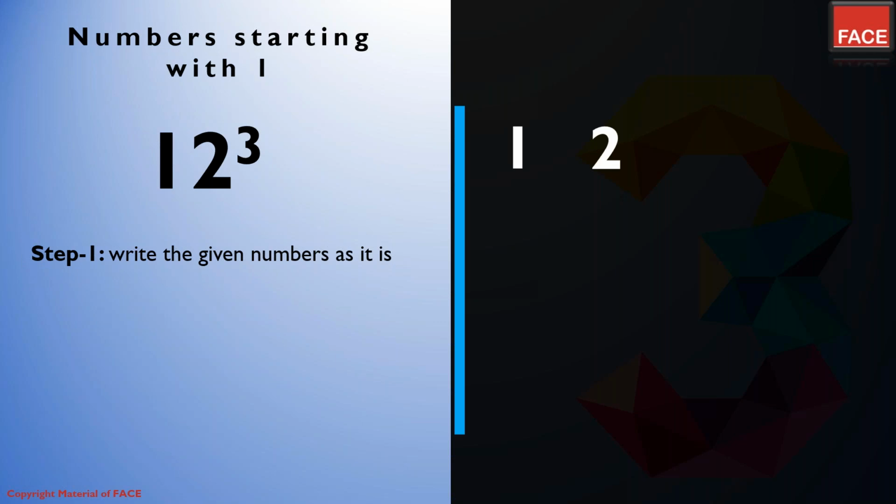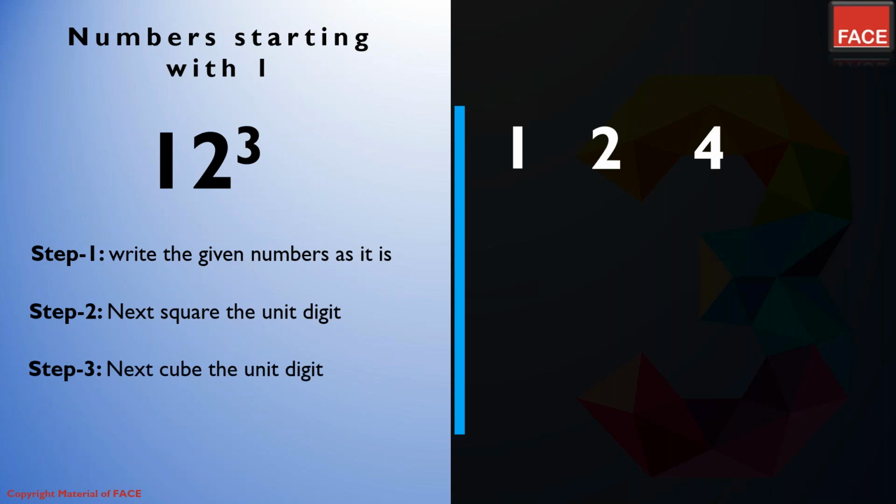Now I'm going to square the 2 and write it next. So square of the unit digit and write it over there, which is 4. 2 square is 4, right? Now my next step is to write the cube of the unit digit 2, which is nothing but 8.